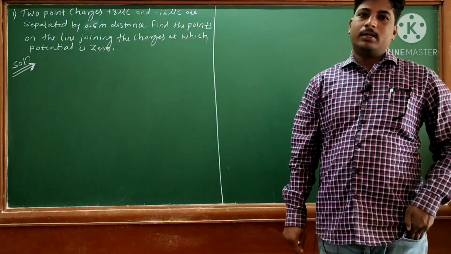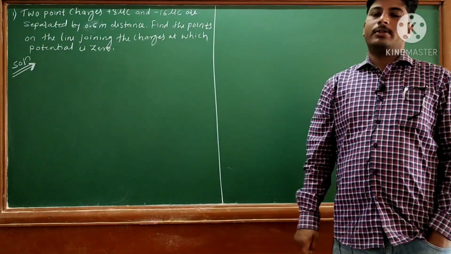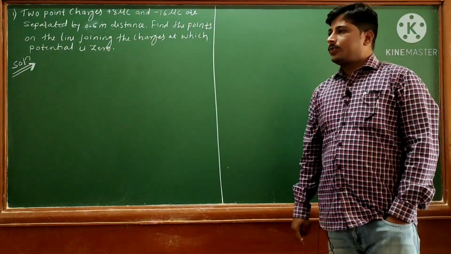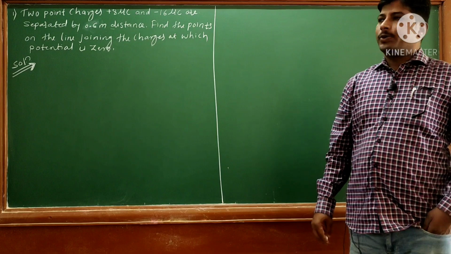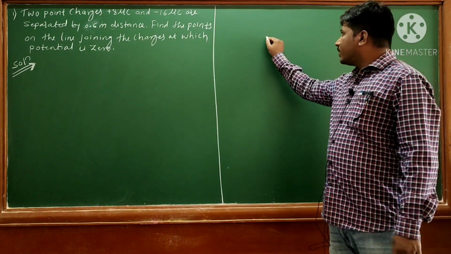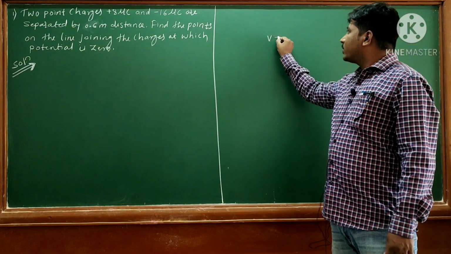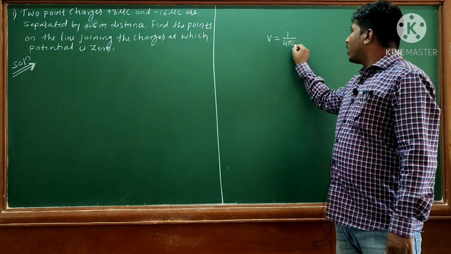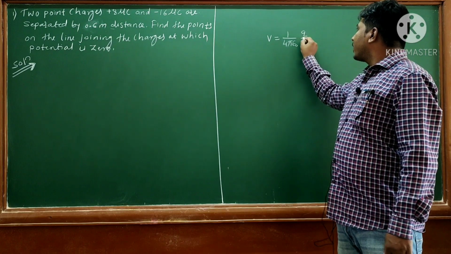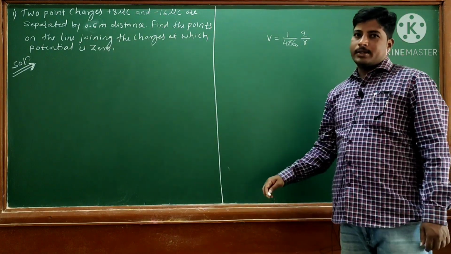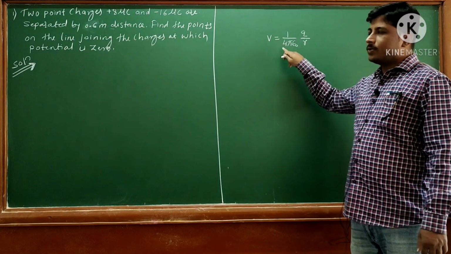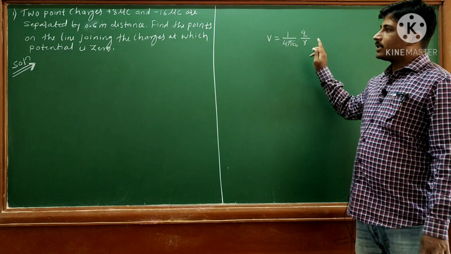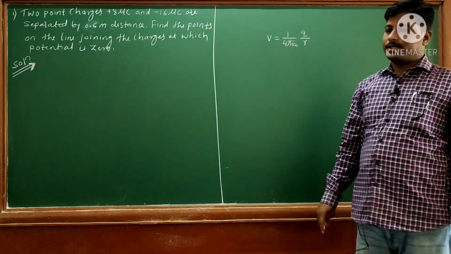Today we will solve a problem based on the concept of electric potential. We know that the electric potential due to a point charge is given by the expression V is equal to 1 divided by 4 pi epsilon naught, Q divided by R. This is the expression for the electric potential due to a point charge, where Q is the charge, R is the distance at which the charge is placed.